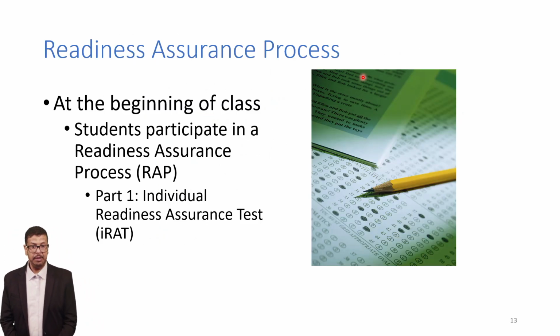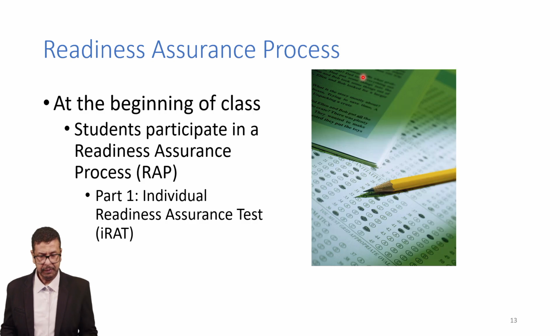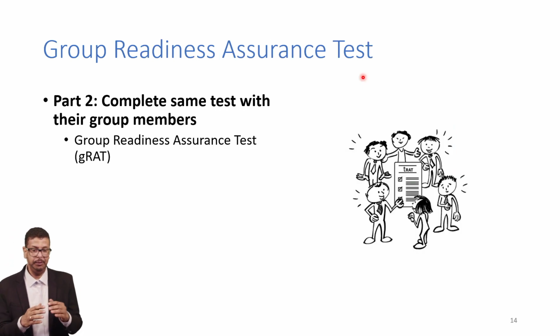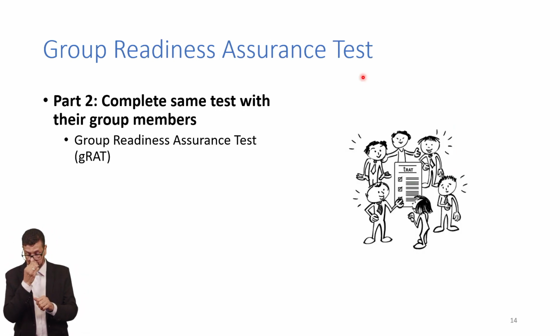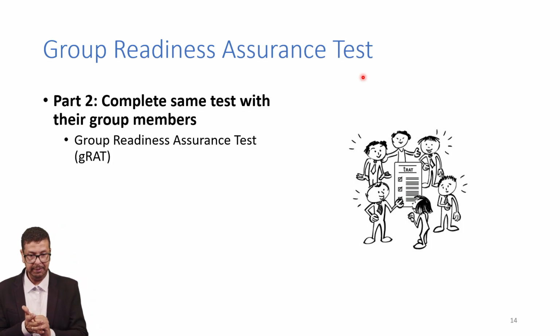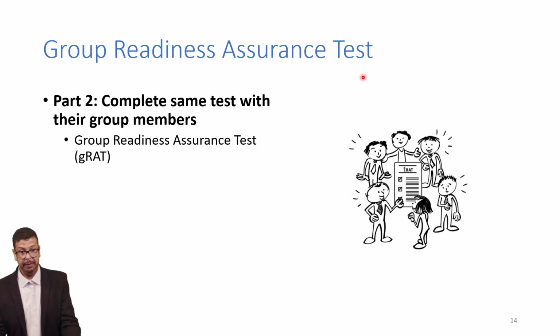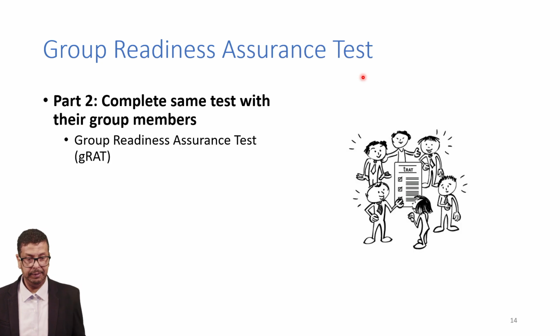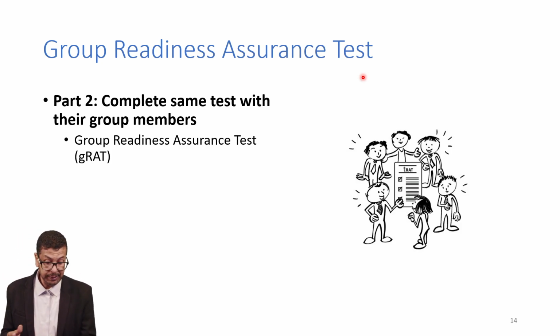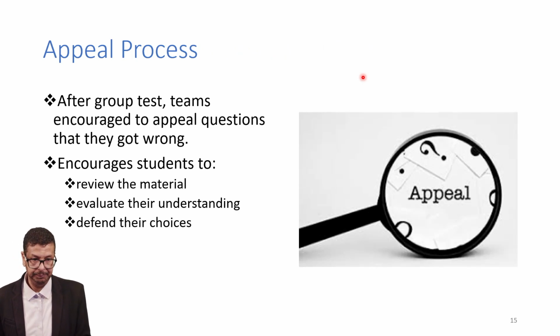For the readiness assurance process, at the beginning of the class, students participate in the readiness assurance test, which is an individual test of MCQs. You can scan the answer sheets, and you know your mistakes immediately. Then you complete the same test with your group members, and this is called GRAT or TRAT. G for group and T for team.